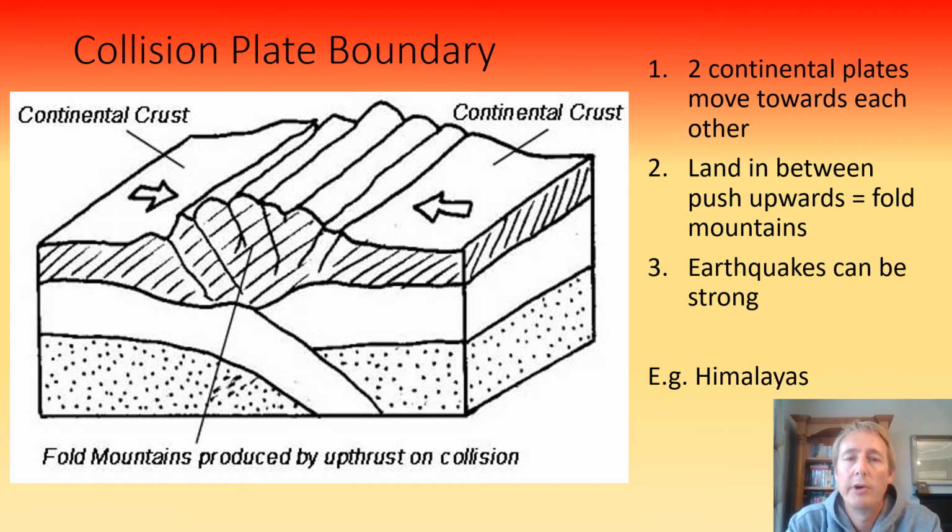The final scenario is a collision plate boundary. This is where two continental plates come towards each other, and as they meet, the land gets pushed upwards to form high mountains. A famous place where this happens is the Himalayas, and the Himalayan mountains are actually getting higher every year. However, at the same time, some of the top of the mountain, such as Mount Everest, snaps off, so overall they stay about the same height every year.